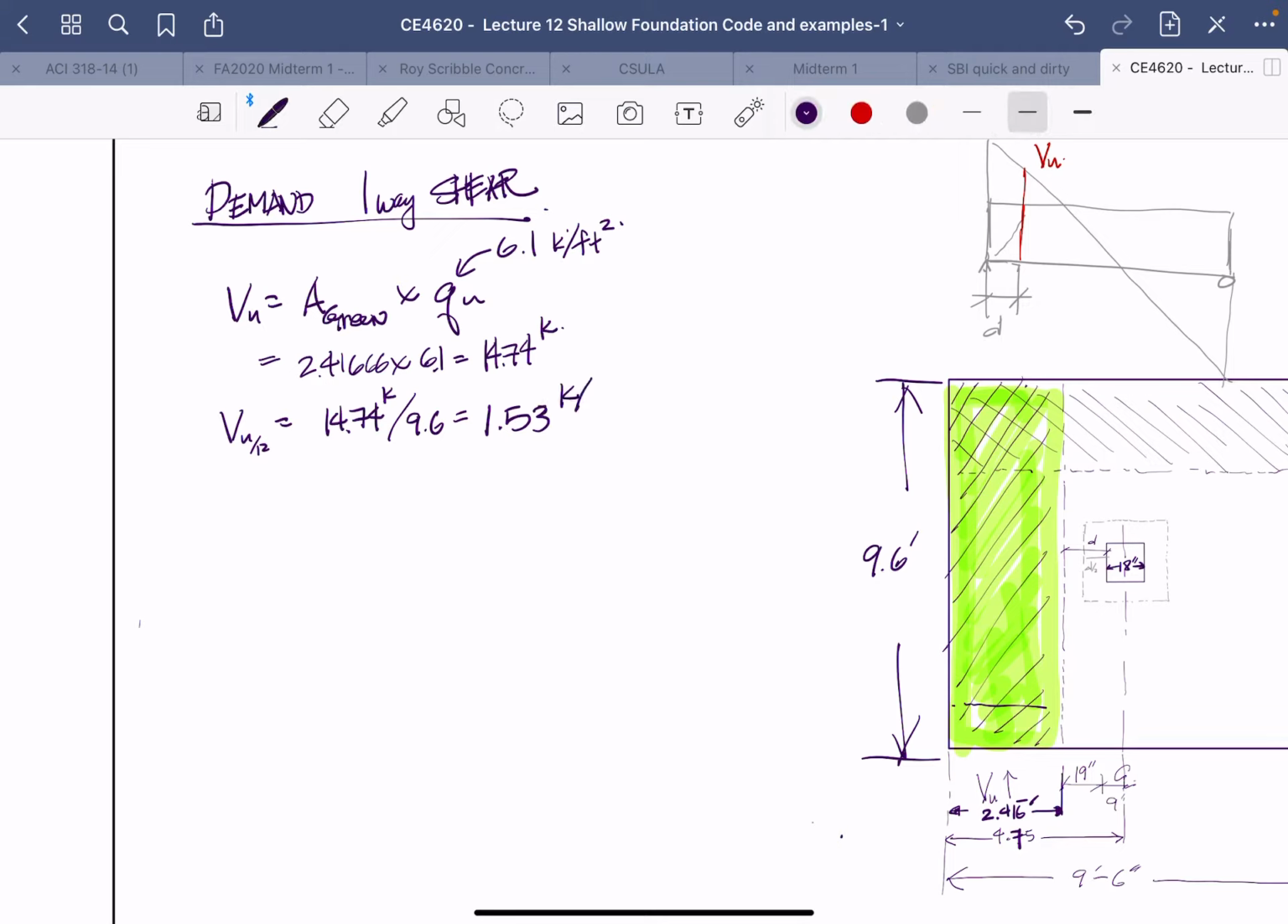Oh, that's why, guys. That's not 8.75 right here. It's half of that. That's where we're off, guys. This is where I need you guys to correct me. It's really 4.75 minus the 9 inches, which is going to give you 4 feet. Duh. Okay.